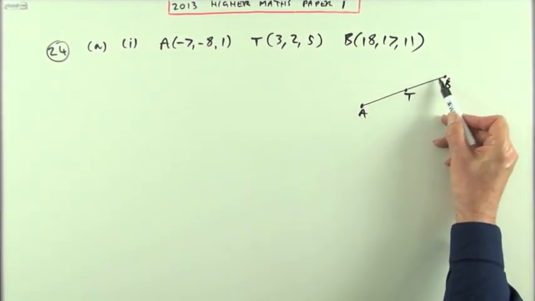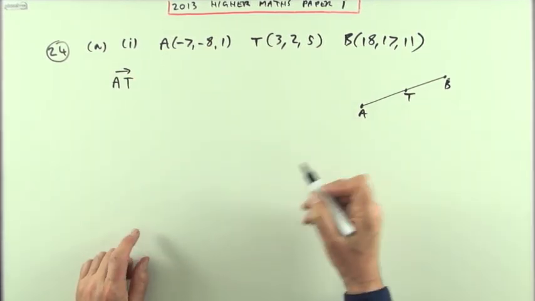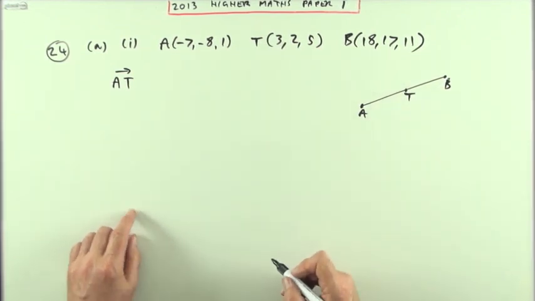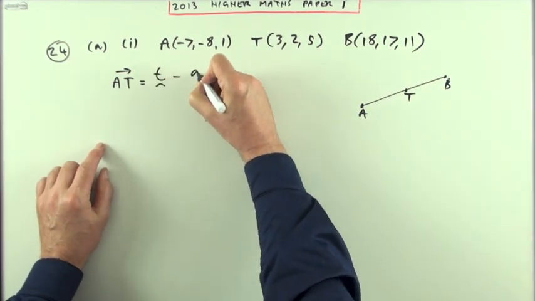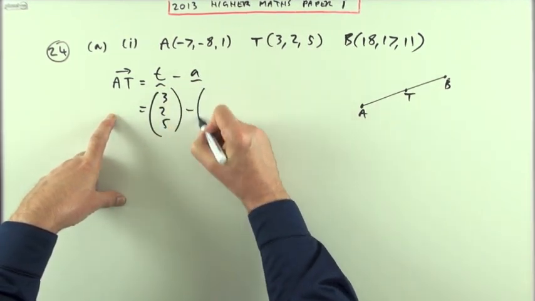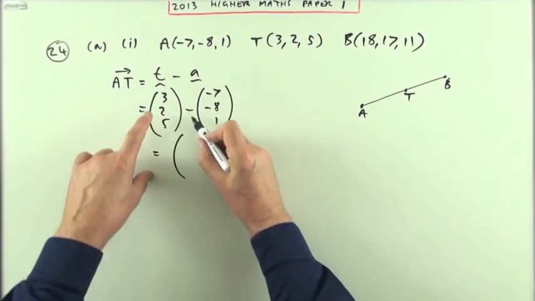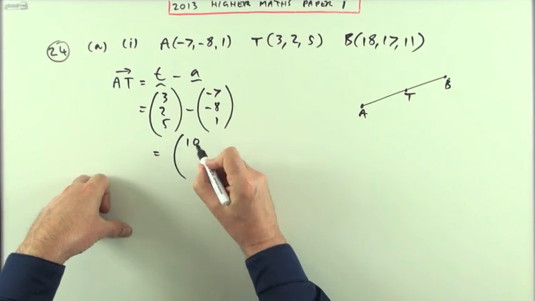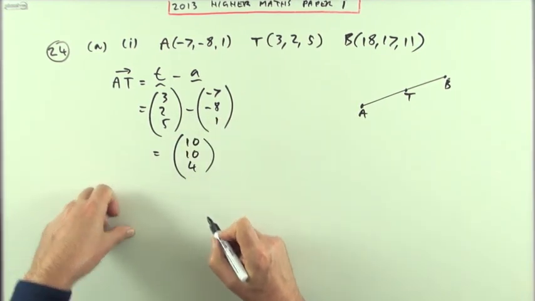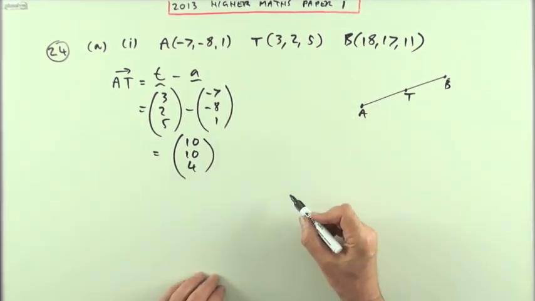The way they show they're collinear is get the vectors. You could use the vector AT, or displacement AT, and AB or TB would be better if I want the 2 parts for the ratio. So AT, that would be T minus A. So that's 3, 2, 5, take away -7, -8, 1. 3 take away -7 is 3 plus 7 is 10. Take away -8 is plus 8 is again 10. 5 take away 1 is 4. So going from A to T is 10 along, 10 back, and 4 up into the air.